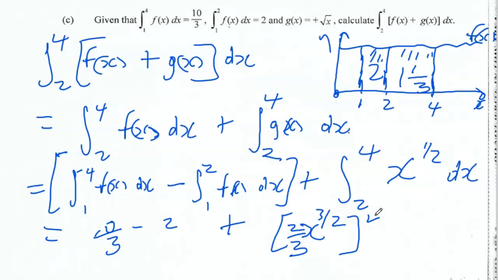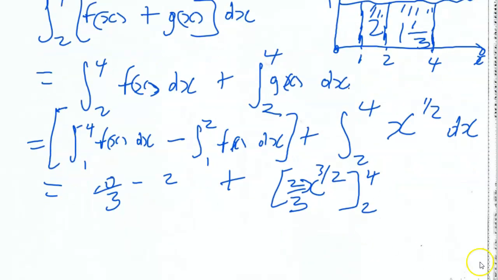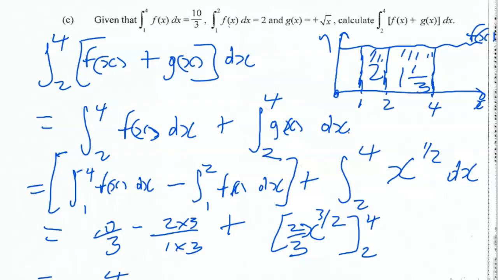4 and 2. So this is 10 over 3 minus 8 over 3. Or should I say 6 over 3 rather? Times 3 times 3. So it's 10 over 3 minus 6 over 3. That's 4 over 3, or 1 and 1/3, which is what we have here. Alright.